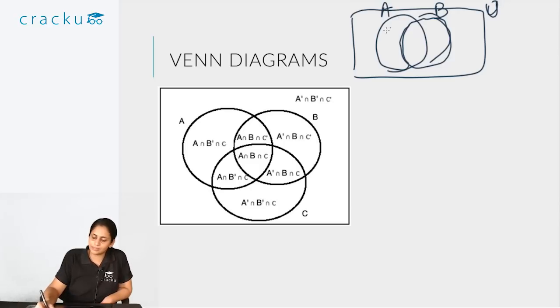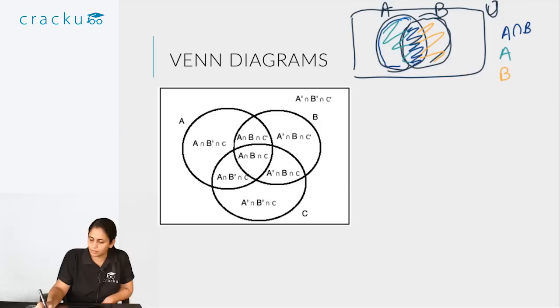This part, say with teal, is all the elements that are there in A. This part in yellow is all the elements that are there in B, and this part in dark blue is all the elements that are there in A intersection B. So this is A, this is B. Now if I have to say what is only A, this part is only A.